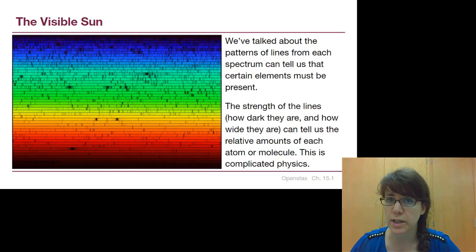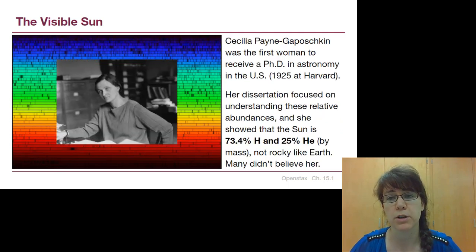It's complicated physics, and we're not going to go into the detailed math behind this process, but what is really important to note is that the first person to do this complicated math and physics was Cecilia Payne-Gaposchkin. She was actually the first woman to receive a PhD in astronomy in the entire US, which was only back in 1925 and not sooner. And her dissertation, the research that she did, focused on understanding that complex physics behind the relative abundances, how much of each atom there was.